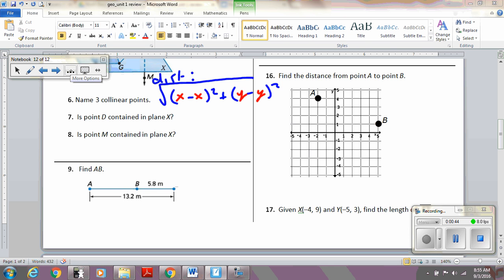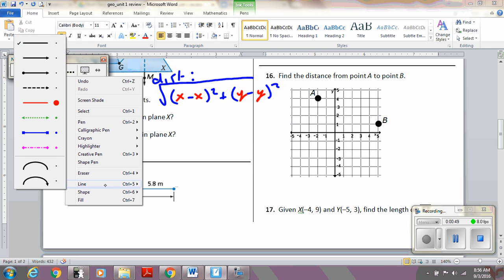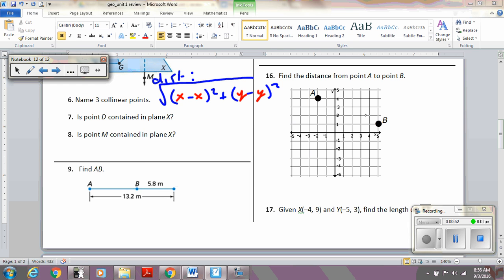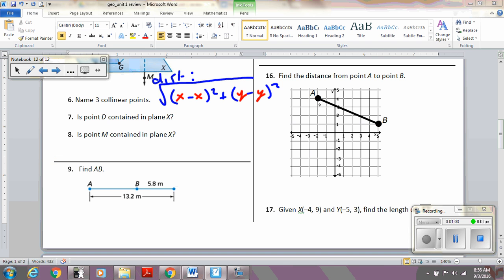I'm going to use the Pythagorean theorem model for this one. First thing, let's build our right triangle. Connect A to B. Alright, so count the sides of our triangle. 1, 2, 3 over here. 1, 2, 3, 4, 5, 6, 7 over there.